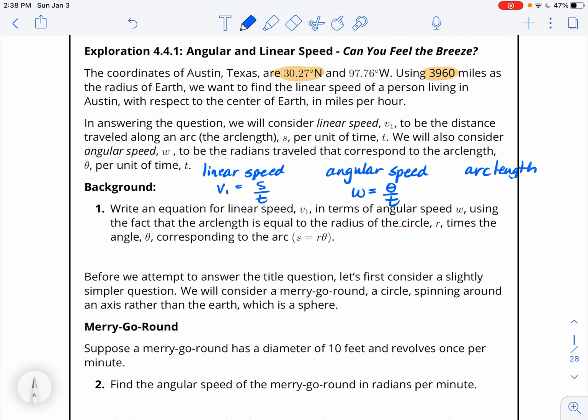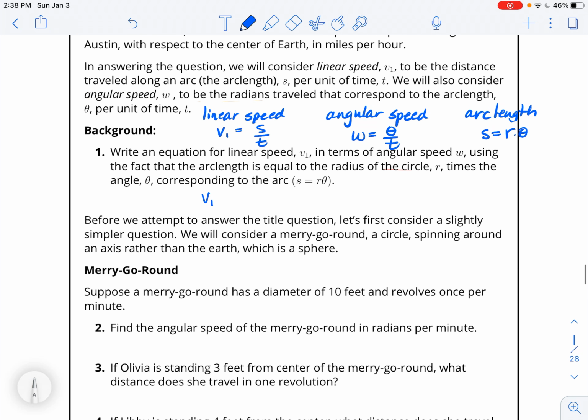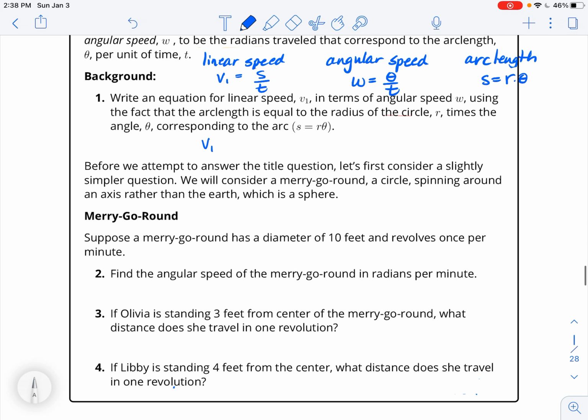Background. Number 1, write an equation for linear speed, v sub 1, in terms of angular speed, omega, using the fact that the arc length is equal to the radius of the circle r times the angle theta, corresponding to the arc. So here's our third equation, s is equal to r times theta. You'll need to use these three equations to finish the exploration and also for your homework and your quizzes.